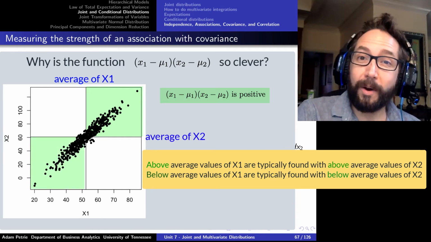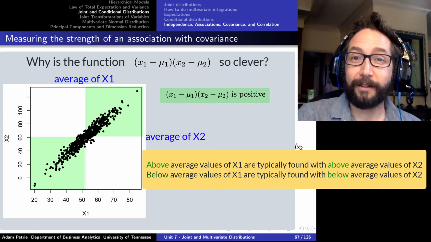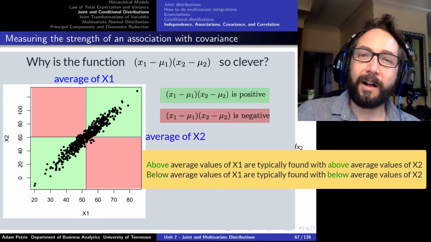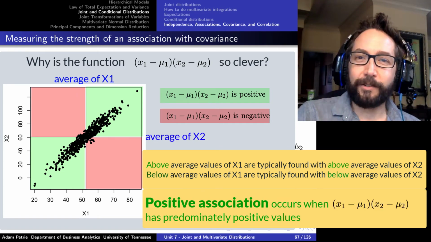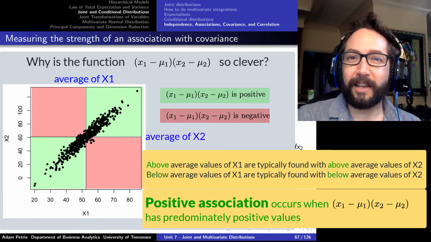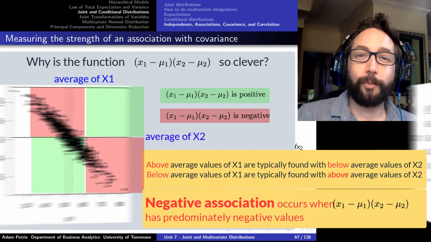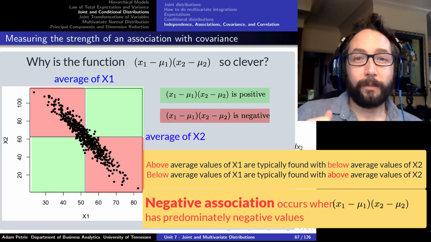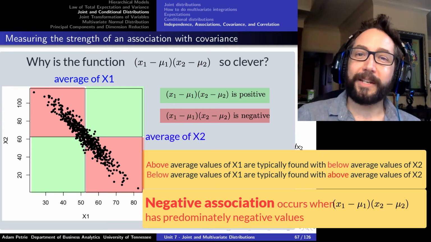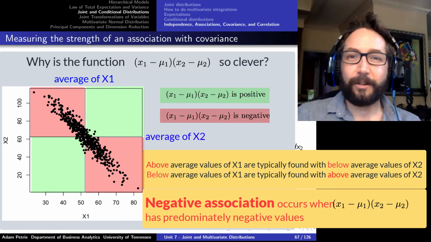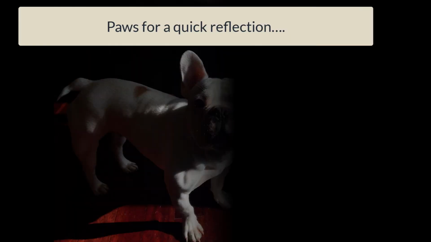And likewise, if below average values of x1 are typically found with below average values of x2, well, negative times a negative is a positive as well. So if we have a positive association where larger values of one quantity typically are found with larger values of the other, the value of that covariance is going to be a positive number. And if instead they work against each other, if above average values of one quantity are typically found with below average values of the other, well, one of those terms in the product is going to be positive, the other negative, so the covariance is going to be negative. So this is one way to quantify how strong that relationship is.